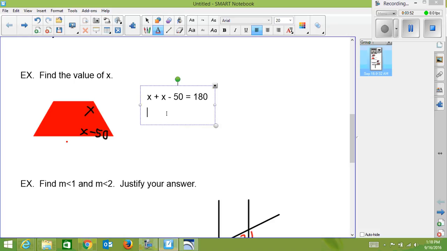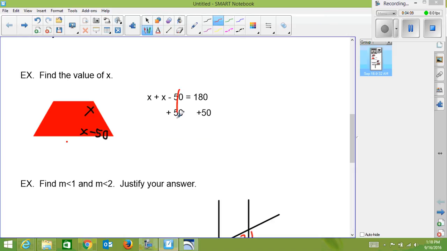So then I could combine, actually let's get rid of this, so I'm going to go plus 50 on both sides of the equal sign, so plus 50. That gets rid of this. I'm just going to go ahead and write it so that x plus x would be 2x equals the 180 plus the 50 would be 230. And then how do I get rid of the 2? I'm going to divide by 2.